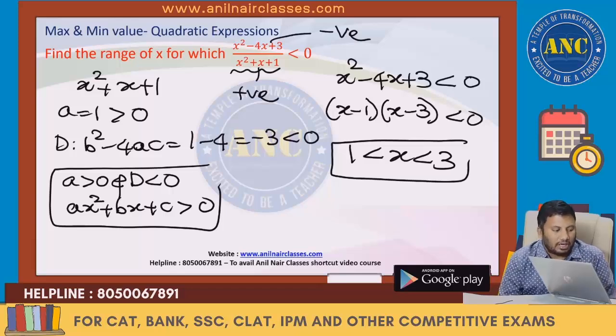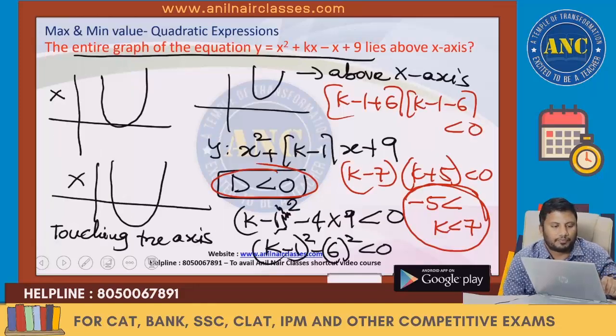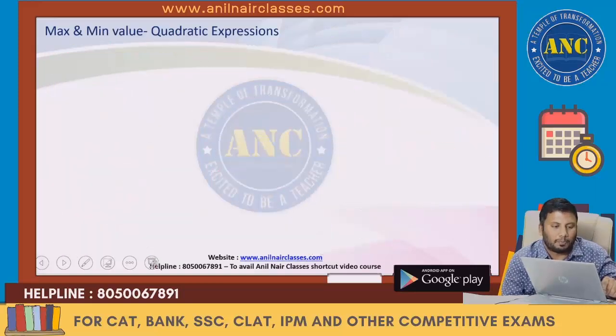Is it clear? Now, the second class is little advanced level concepts. Take time to digest it. ax square plus bx plus c greater than 0. A greater than 0, D less than 0. All these questions, I hope it is clear.